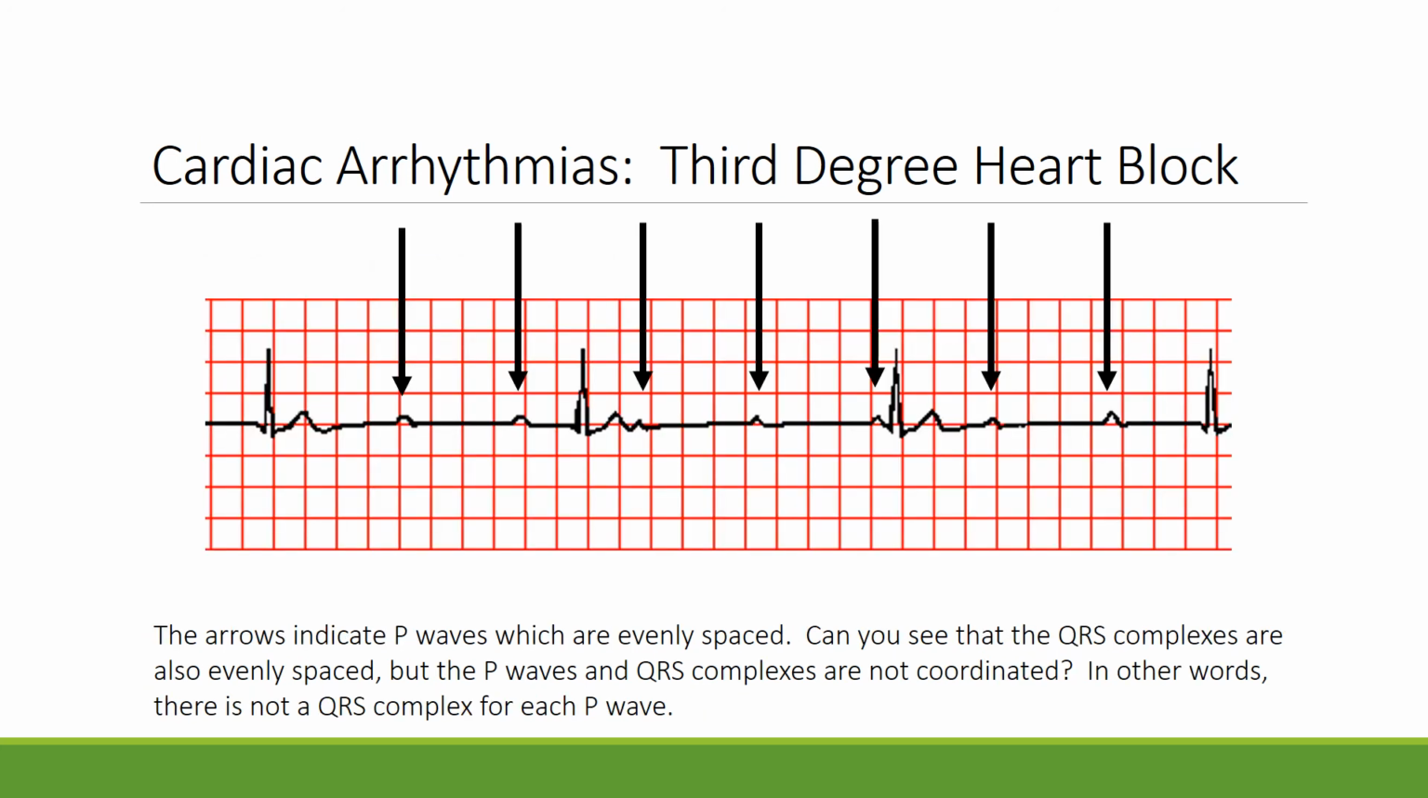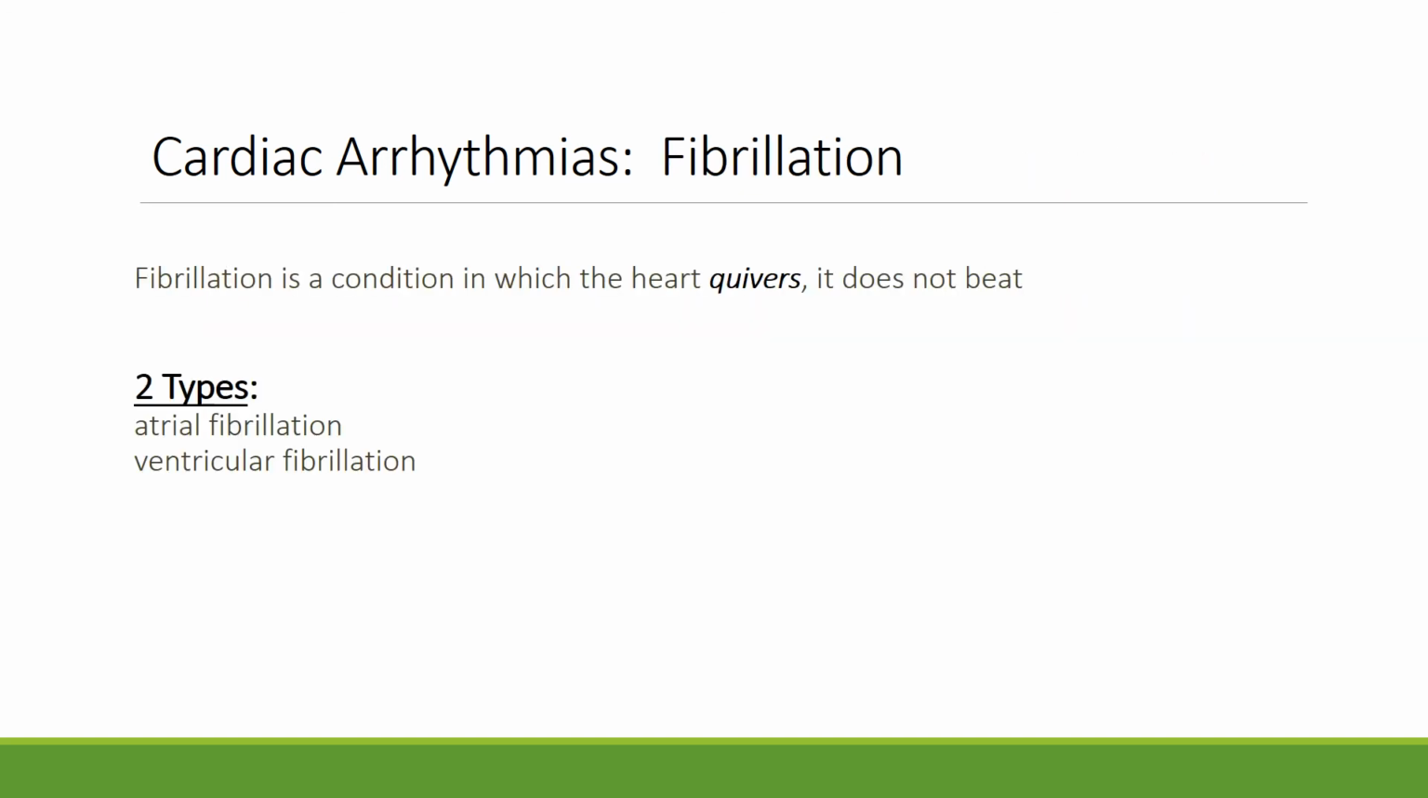So again, this is third-degree heart block, and that means that the P waves are evenly spaced, the QRS waves are evenly spaced, but there's no coordination between the P waves and the QRS waves. The second type of cardiac arrhythmia is fibrillation. Fibrillation is a condition in which the heart quivers and does not beat, and there are two types, atrial fibrillation and ventricular fibrillation.